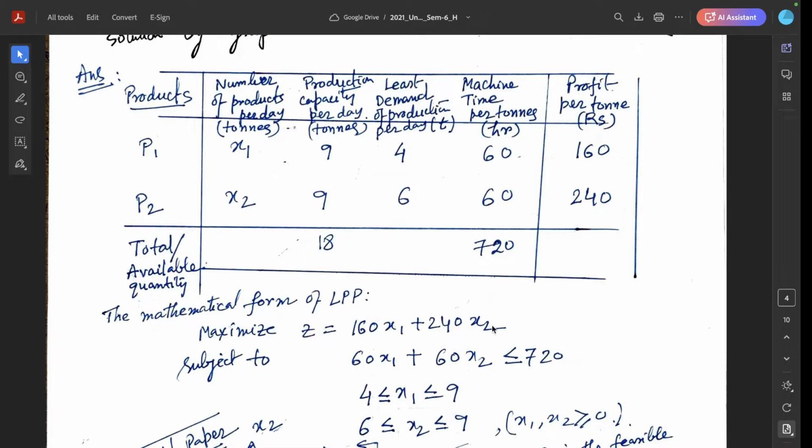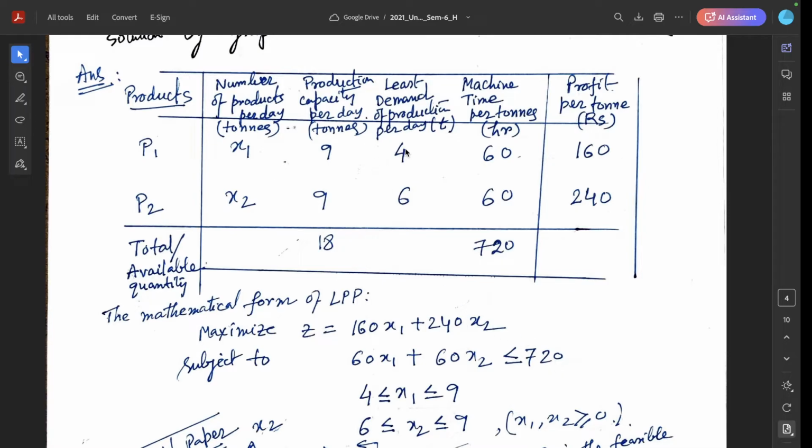This is the objective function to maximize, subject to the constraint: 60 hours per ton. So for x1 tons, 60 into x1, and for x2 tons, 60 into x2, is the total hours for production of x1 tons and x2 tons of the products P1 and P2 respectively. And this is less than or equal to 720 hours, the total available time. So less than or equal to 720.